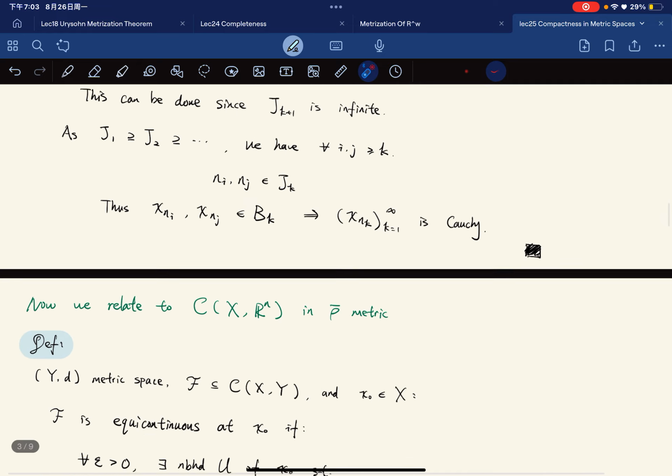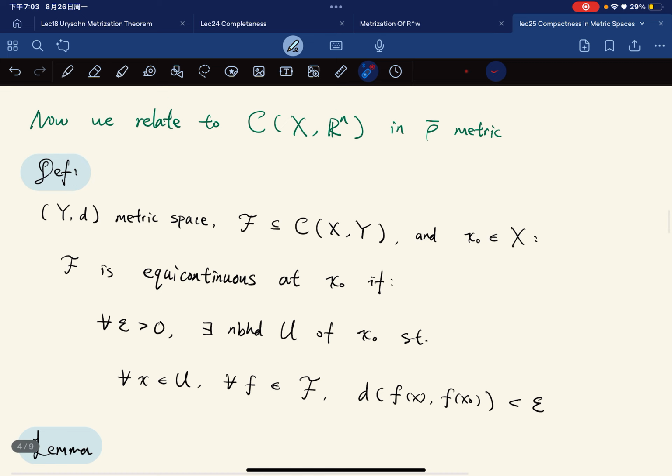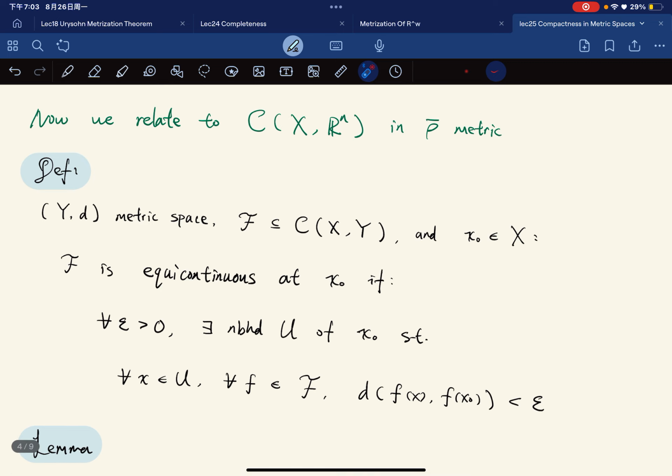So we're done. Okay, so our main mission for this lecture is to relate to the case of function spaces, continuous function spaces from X to Rn in the rho bar metric, which is the uniform metric.